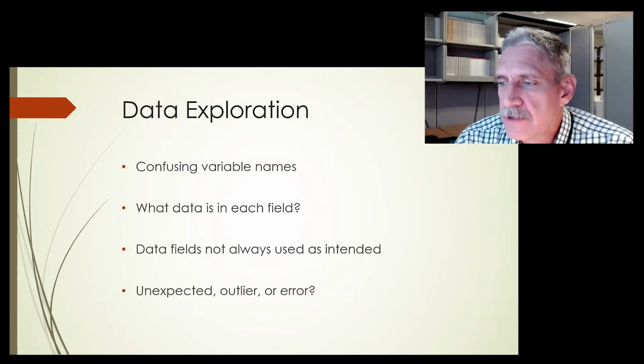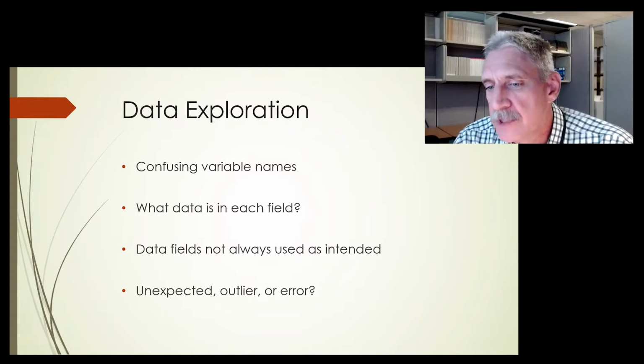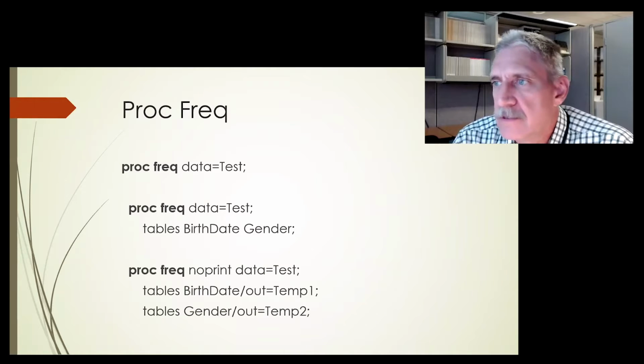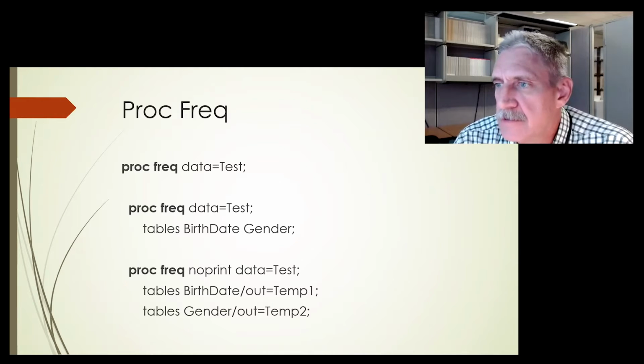When you're looking through the data, is it unexpected, but it could be correct? Is it an outlier? So it's really rare, but you got to accept it just in case. Or is it an error? Then you need to correct it. A good way to look at that is proc frequency. With that, you can get a very quick frequency count and percent of every variable in a table.